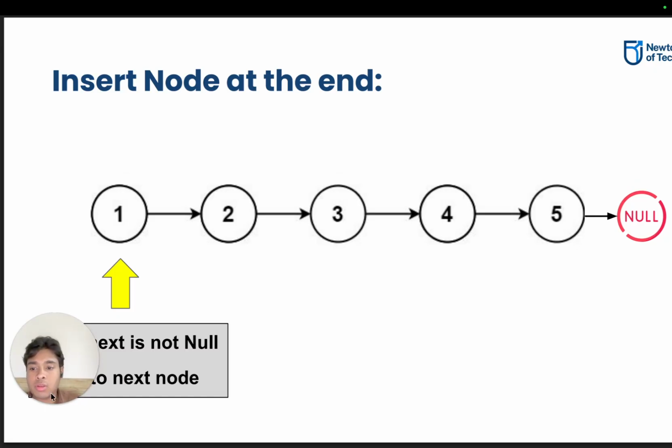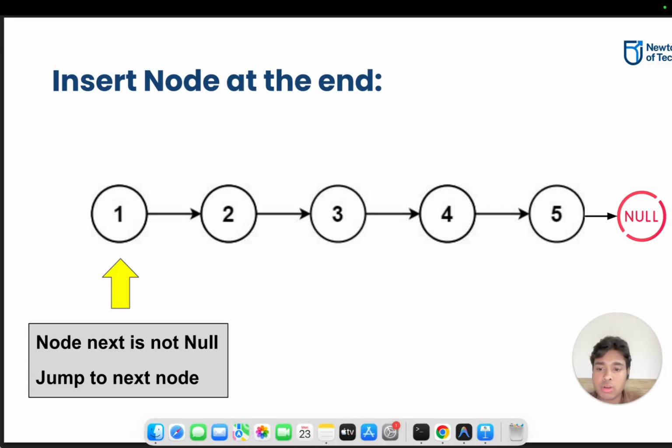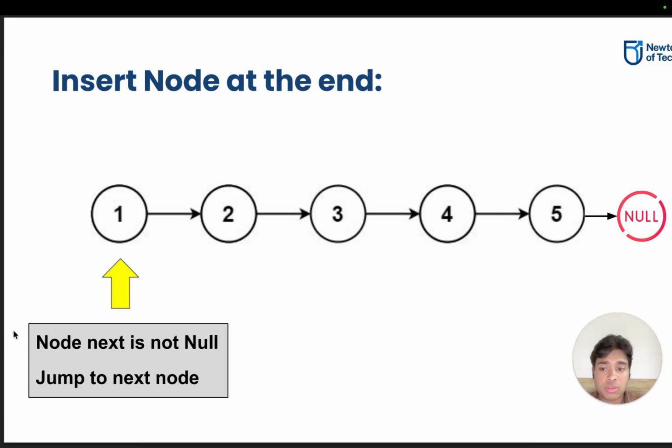So we go, you can see here, I will do it here. While node.next is not null, jump to the next node. You can see 1 2 3 4 5. After 1 the next node is 2, after 2 it's 3, after 3 it's 4, and then 5. I will jump through 2, 3, 4, 5. In simple words, we have to go through until the next node is null.